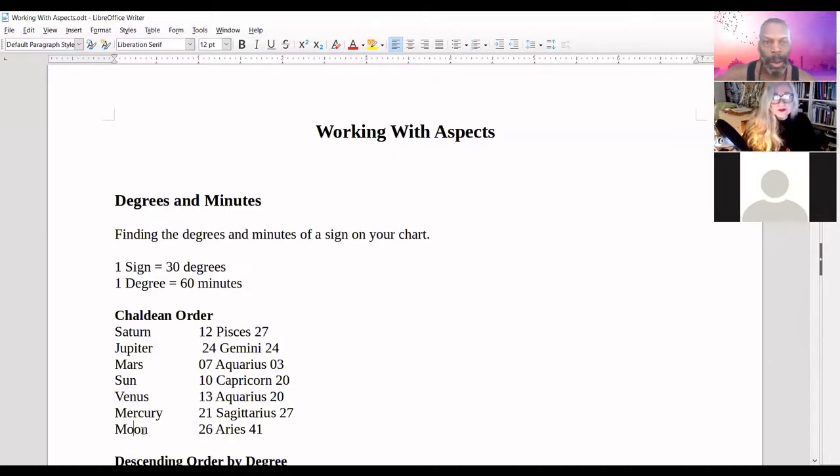Okay, so when you're finished, write it in the chat for me that you're done listing the degrees and minutes of the signs that your planets are in. I want to be sure that we're all on the same page before we move on.